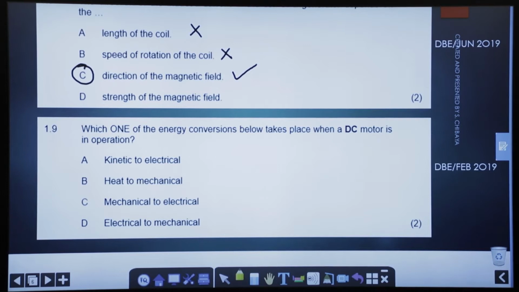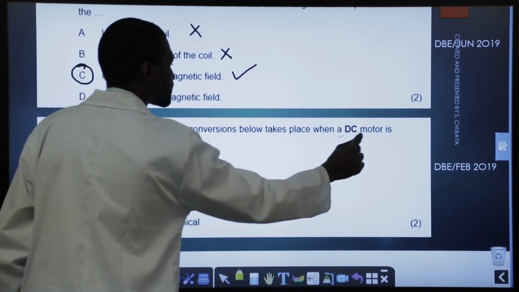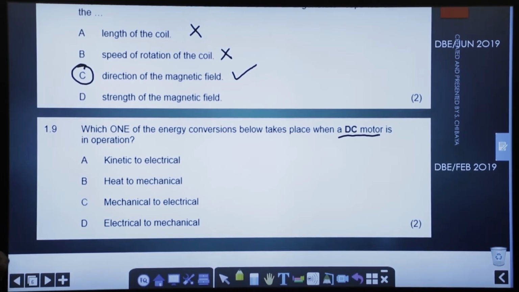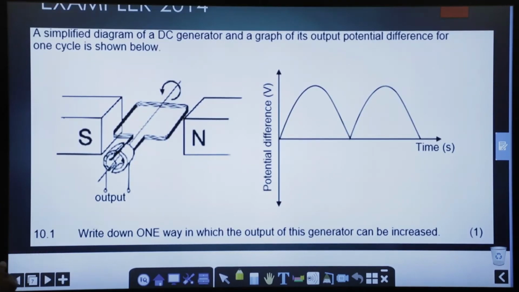Which one of the following energy conversions take place in a DC motor that is in operation? Okay, so DC motor, what does the motor do? It is turning electrical energy into mechanical energy. All right, so where is the answer? Turning electrical energy into mechanical energy. Our answer there is D. So that's a brief introduction to some questions that are to do with electric motors.